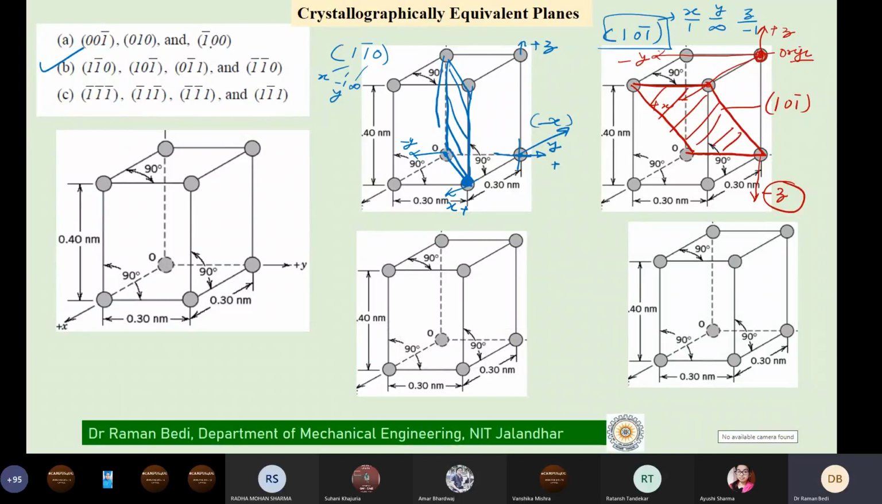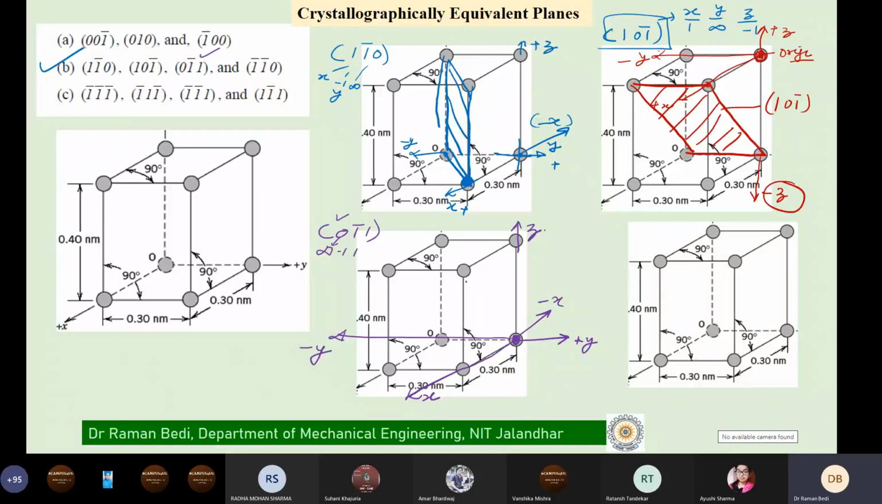The next one is now picking up from the same example, 0, 1 bar 1. So next I want to index 0, 1 bar 1, having an infinity intercept on x, minus 1 on y, and plus 1 on the z. Means it is parallel to the x-axis. If it is parallel to the x-axis, let's take the origin here. So I have this x direction, the minus x direction, the plus y direction. Keep it in mind how I am choosing the origin, just because I have to represent them. So it is minus y direction and plus 1 in the case of z. So this is your z direction here. So it is 0, 1 bar 1.